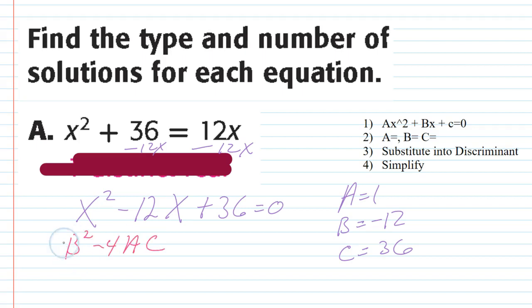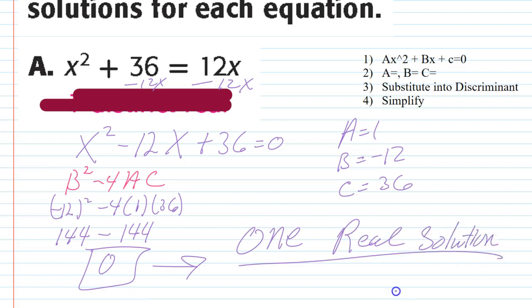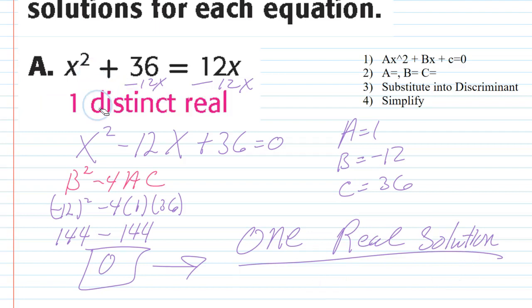When you substitute, you get negative 12 squared minus 4 times 1 times 36. Then simplify. My discriminant is 0. I had 144 take away 144. What that means is that I'm going to have one real solution. So a lot of problems will ask you for both the discriminant and how many solutions you have. We can always check our answer, and we are correct. One distinct real solution.